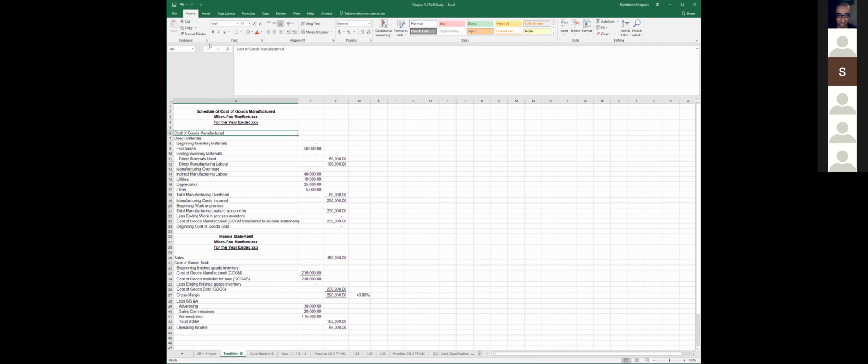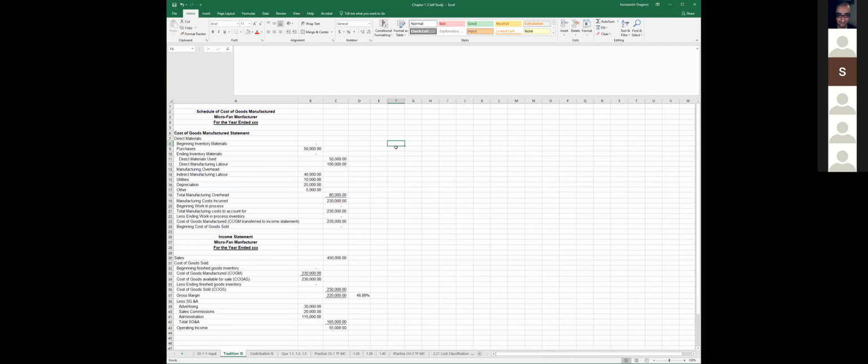So what we're doing here is a cost of goods manufactured statement. There is no beginning work in process. So we've got a total of 230. There is no less ending work in process, nothing given. So that's your total cost of goods manufactured. So does that make sense? Any problems? You guys catching it?